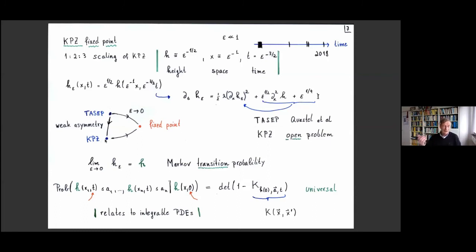But you could also look at two times, so you could look at many things. And of course you would think that all of these things, under the proper scaling, will go to a particular fixed point field theory. And the question is, what is the structure of this field theory? Now if you start with the KPZ equation, we don't really know how to do that.